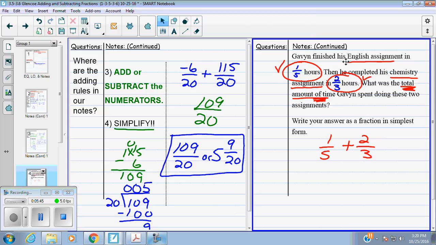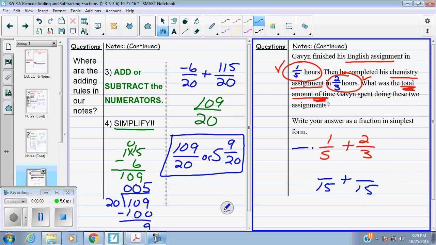And now we have to get our common denominators. What number can 3 and 5 both be when counting by them? You're right, it's 15. So what times 5 makes 15? 3. We got to be fair, do that to the top. 3 times 1 is 3. Remember, 3/15 is the same as 1/5. It just looks different. Those are equivalent fractions.